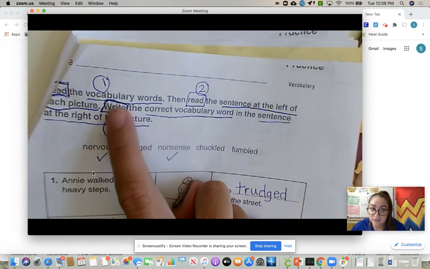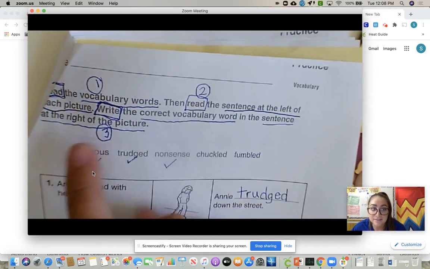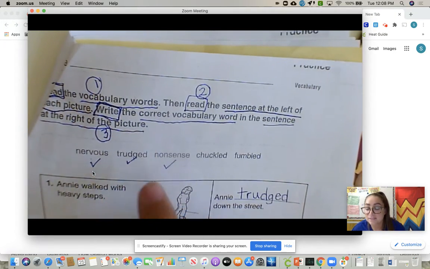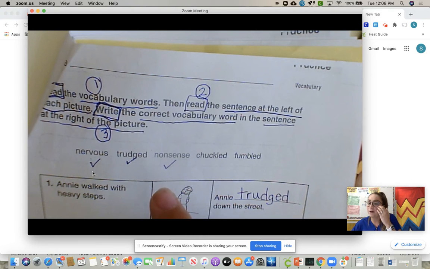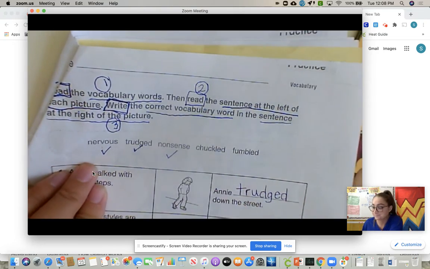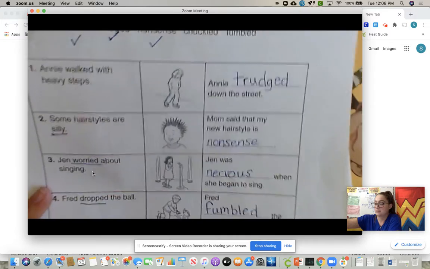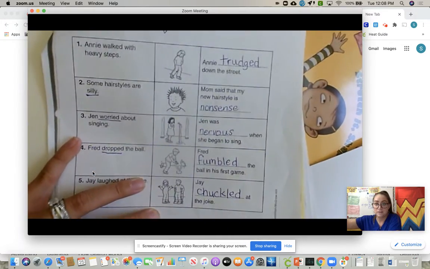3, I had to write it down here. We are writing. So write the correct vocabulary word in the sentence at the right of the picture. So we discussed how we always are going to box the verb and what it's wanting us to do and put steps so we don't forget anything. And here are the words.